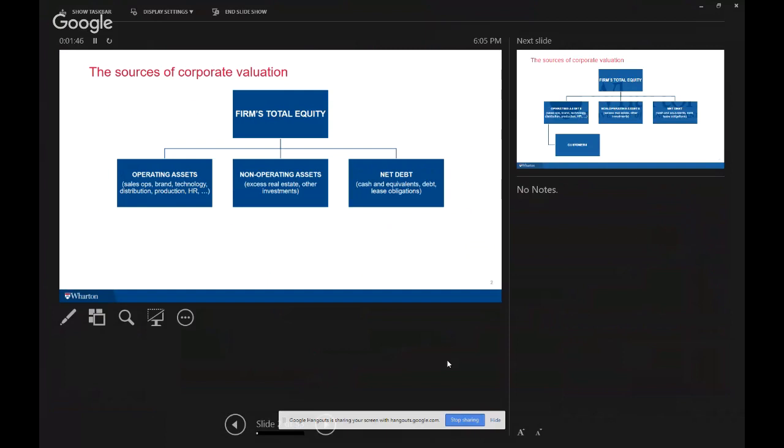The really tricky and the really important one is the value of the operating assets. This is basically everything that drives the firm's ability to generate revenues and to turn those revenues into actual cash flows. It's driven by all sorts of factors, including distribution relationships, the effectiveness of the sales operations, any technology or IP protection that the firm might have, and so on and so forth.